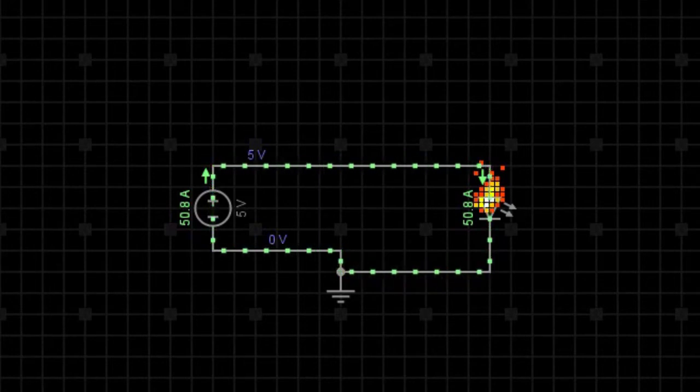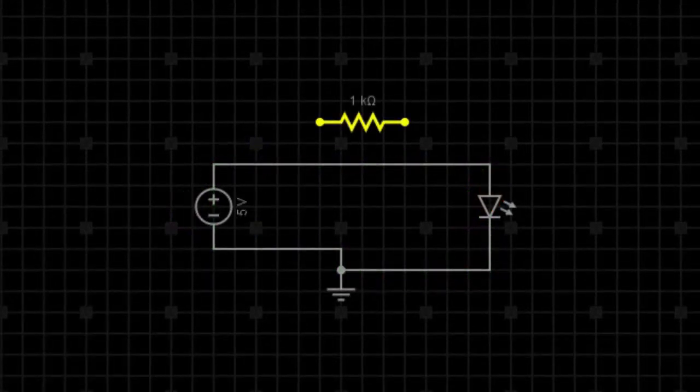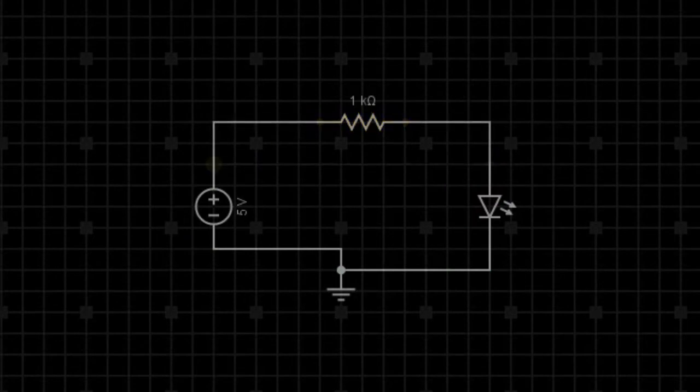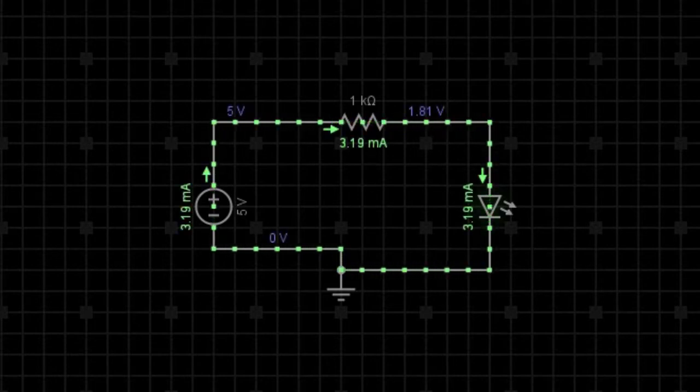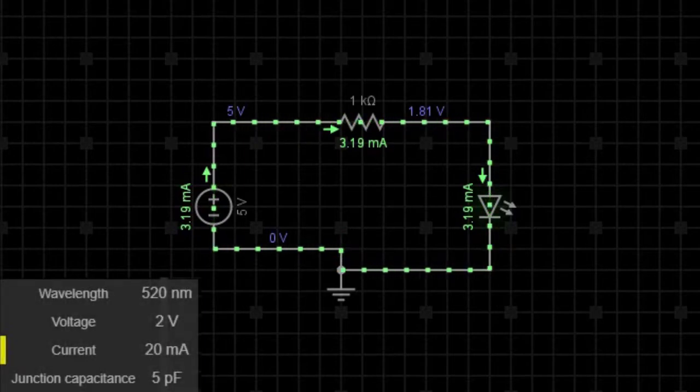To handle that much current we need to introduce a resistor to this circuit, so let's add a resistor between the LED and power source in series. This resistor is set to 1 kilo ohm. Now we can see the current flowing through the circuit. We've only got 3.19 milliamps. And if you remember, in the LED's properties, it requires 20 milliamps to light up and 2 volts.